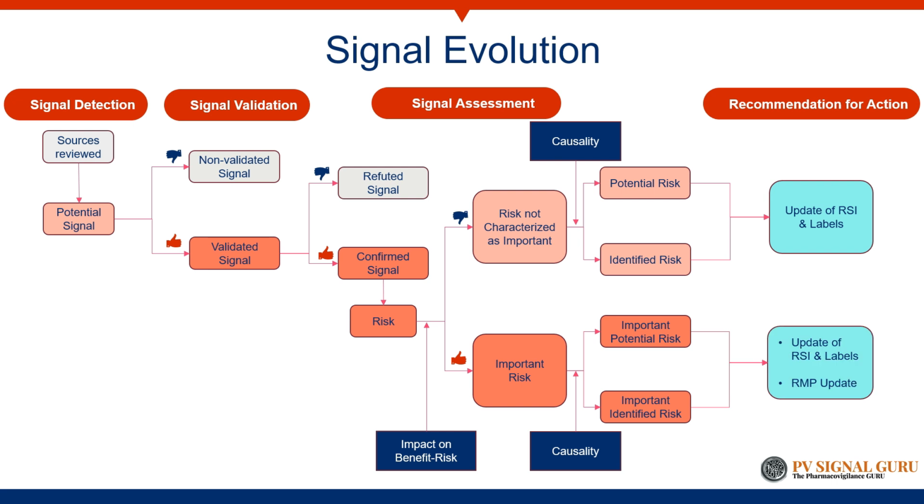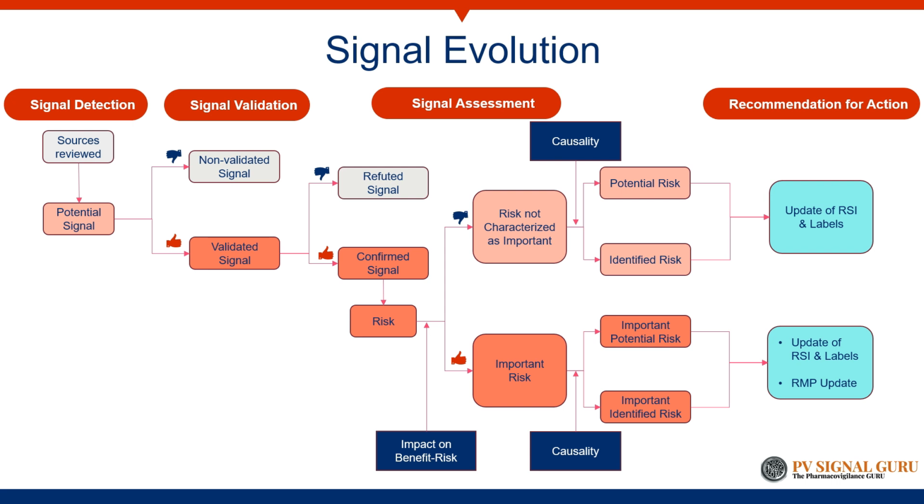Additionally, for risks characterized as important risks, an update to the risk management plan and the proposal of additional risk minimization measures may be required. It's important to know that the RMP focuses only on important risks, specifically important identified risks, important potential risks, and missing information. So risks not characterized as important are not included in the RMP, but are still addressed through updates to the RSI and product labels. This structured approach ensures that the risks are managed appropriately based on their significance and impact on patient safety.